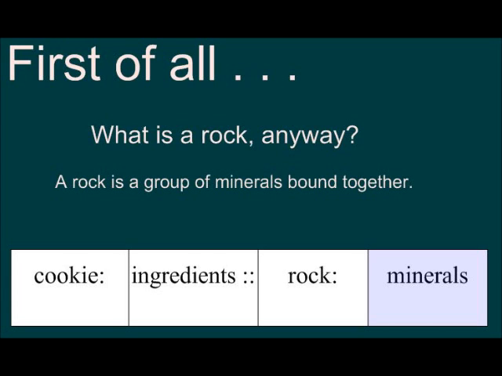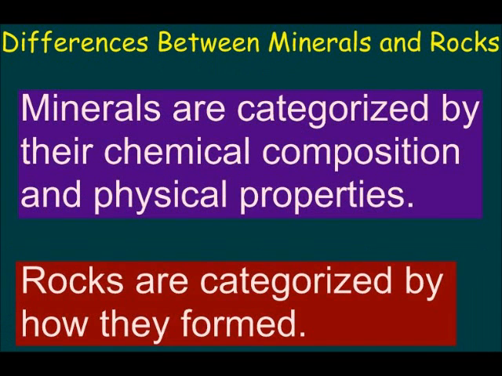Well, rocks have minerals. The difference between minerals and rocks is that minerals are categorized by their chemical composition and their physical properties, such as luster and hardness and how they break. Rocks, on the other hand, are categorized by how they formed. One way to keep track of the forces that drive how rocks form is to think about Aristotle.